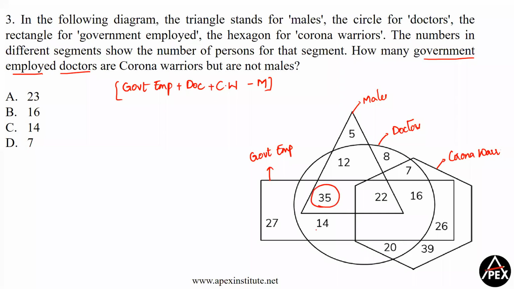Can I say this 34, this 14, this 22, and this 16? Isn't it? So these four regions are government employed doctors. Yes or no? Any doubts? Quick responses. Now, out of these four regions, we need to determine who are corona warriors as well. So these 35 are not corona warriors, hence can be eliminated. So we have two regions, one with 22 and the other with 16, isn't it?